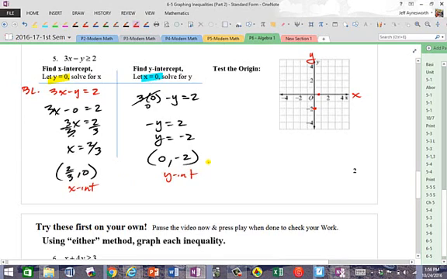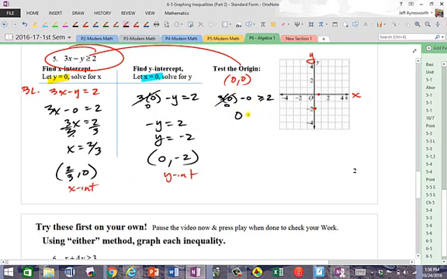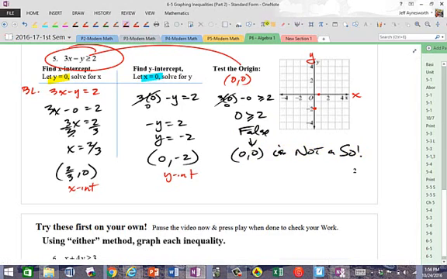Now I just have to test the origin, and I test it in the original inequality. So 3 times 0 minus 0, is that greater than or equal to 2? Well, 0 minus 0 is 0. Is 0 greater than or equal to 2? No, this is false. So 0, 0 is not a solution. Oh, let me draw my line. I got a little crazy here. So let's draw the line first. Okay, there we go.